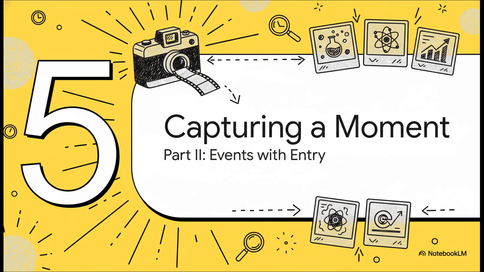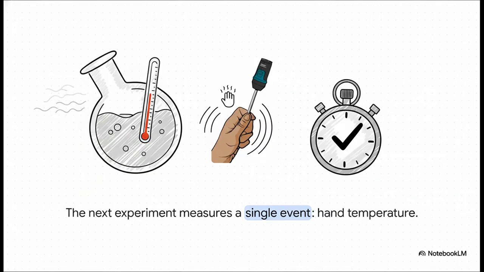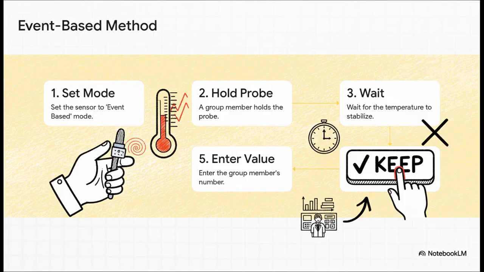It's time to check out the photo booth method, where we're just capturing one single moment. And for this one, we're moving from beakers to something a little more personal. A human hand. So we're not measuring a process over time anymore. We're measuring a single specific event. What's the temperature of this person's hand right now? And the way we do this is totally different.